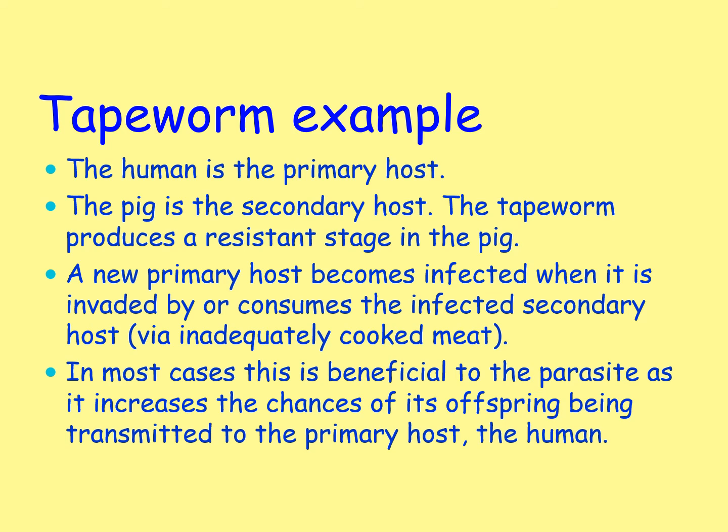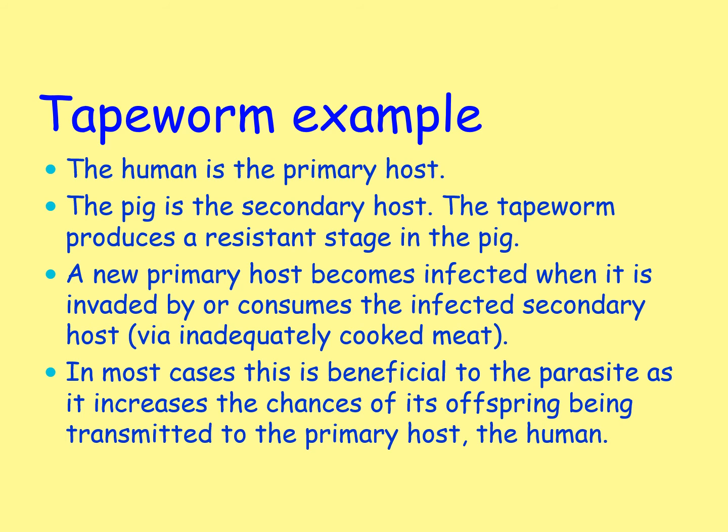And I'm going to use the tapeworm as an example of a parasite that has an indirect life cycle. Within the tapeworm, the human is the primary host, whereas a pig is a secondary host. And to add complication to this, the tapeworm actually produces a resistant stage within the pig. Now, a human, a new primary host, will become infected when it consumes the infected secondary host. So if we eat pig meat that has been inadequately cooked, that has the resistant tapeworm cysts in it, we can then contract the tapeworm, and it can finish its life cycle off in us, and it will cause us a whole load of issues.